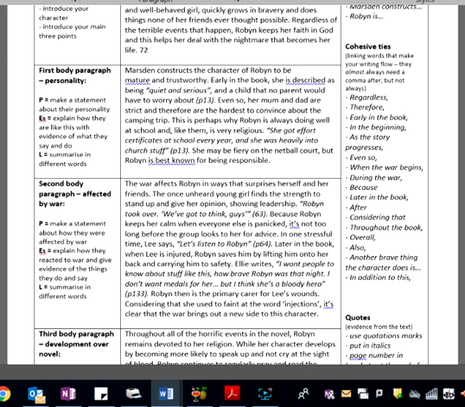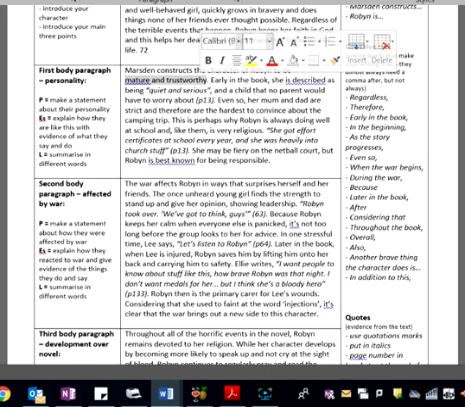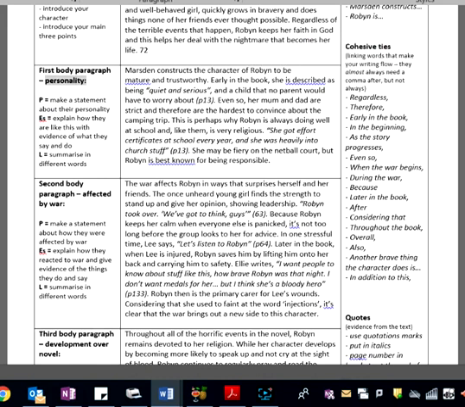Let me continue. Even so, her mum and dad are strict and therefore are the hardest to convince about the camping trip. I'm giving some more information about Robin, and I'm giving some more information as to why she's probably trustworthy. This is perhaps why Robin is always doing well at school and, like them, is very religious. Still, I'm giving some more evidence as to how Robin is mature and trustworthy, which is all about her personality. She got effort certificates at school every year, and she was heavily into church stuff.